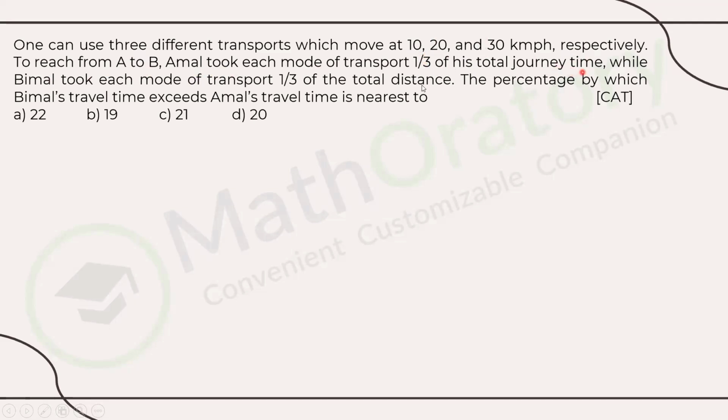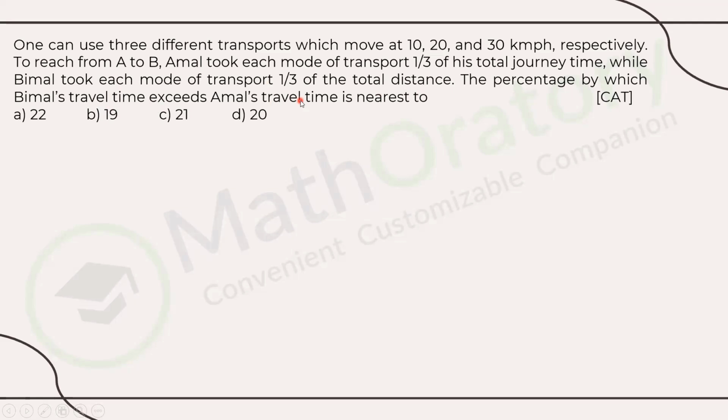While Bimal took each mode of transport 1/3 of the total distance. So Bimal is also using each of the modes of transport, but in this case, 1/3 of the total distance. So we're looking for the percentage by which Bimal's travel time exceeded Amal's travel time.